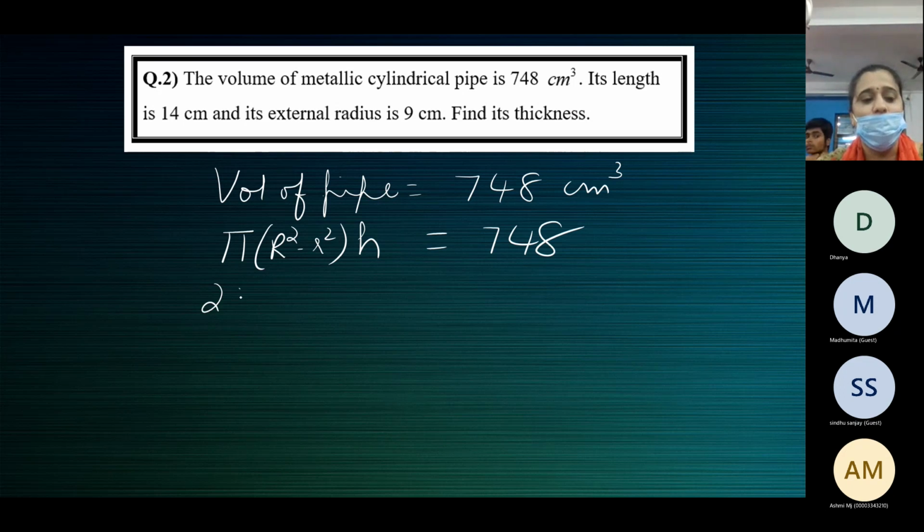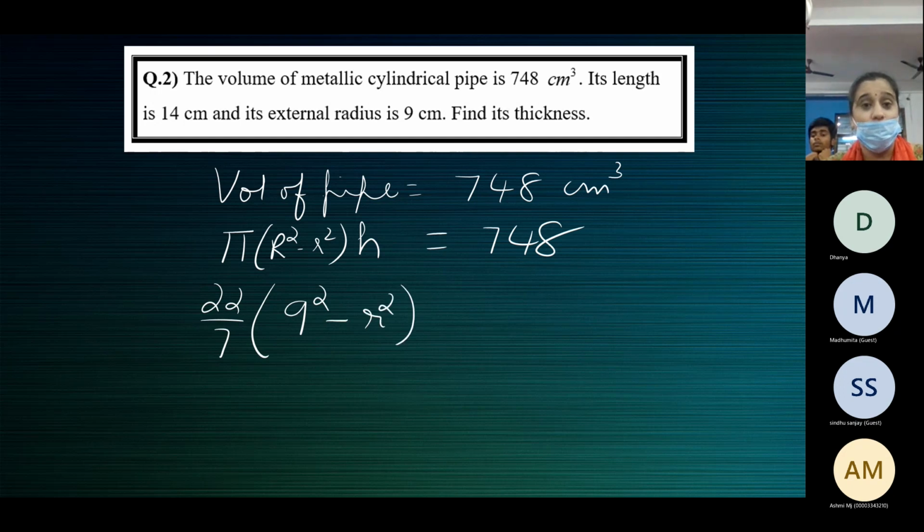Now next step. Pi is 22 by 7. The value of capital R is 9, so 9 square. External radius is 9. 9 square minus r square, we don't know, into h. That's only the length, 14, is equal to 748.